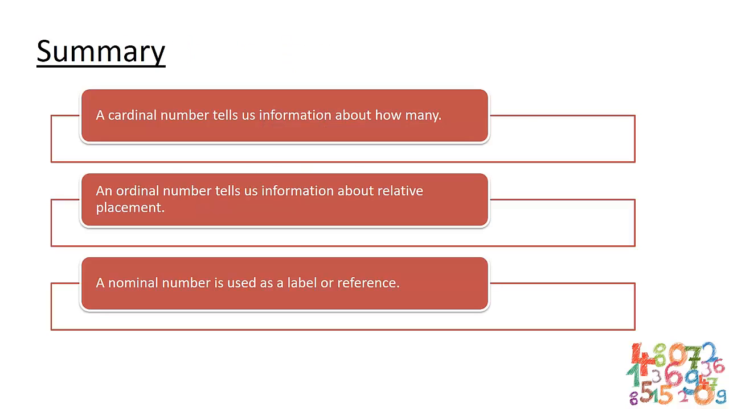This slide contains a quick summary of the three ways we can use whole numbers. A cardinal number answers the question, how many? An ordinal number answers the question, in which place? And a nominal number is a label that we use for referring to objects.